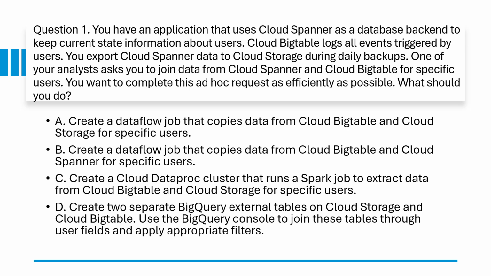A. Create a Dataflow job that copies data from Cloud Bigtable and Cloud Storage for specific users. B. Create a Dataflow job that copies data from Cloud Bigtable and Cloud Spanner for specific users. C. Create a Cloud Dataproc cluster that runs a Spark job to extract data from Cloud Bigtable and Cloud Storage for specific users. D. Create two separate BigQuery external tables on Cloud Storage and Cloud Bigtable. Use the BigQuery console to join these tables through user fields and apply appropriate filters.